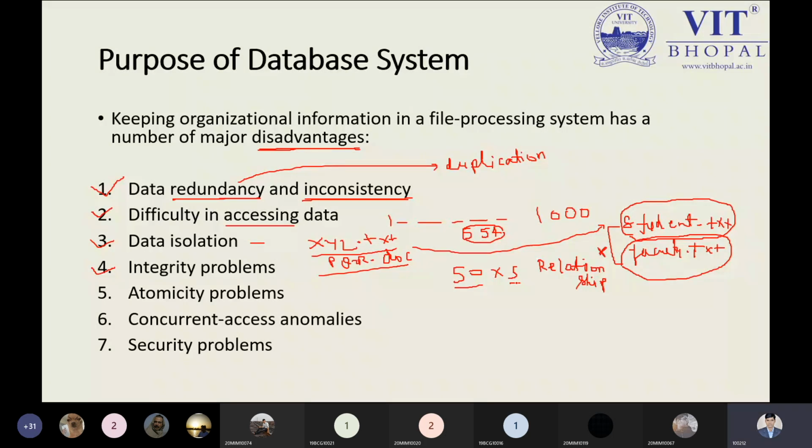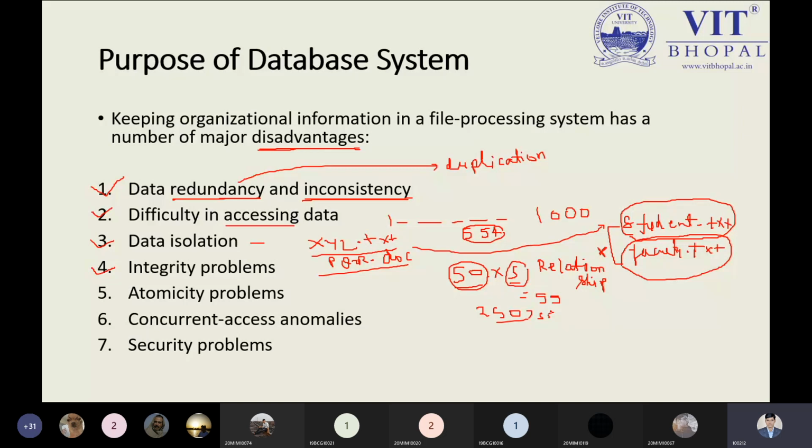There will be 250 records. But if I'm making a record of 50 students and 5 faculty, then the total number of records would be 55. So 250 is bigger than 55. Why are you unnecessarily putting 195 extra records by allowing multiple entries?